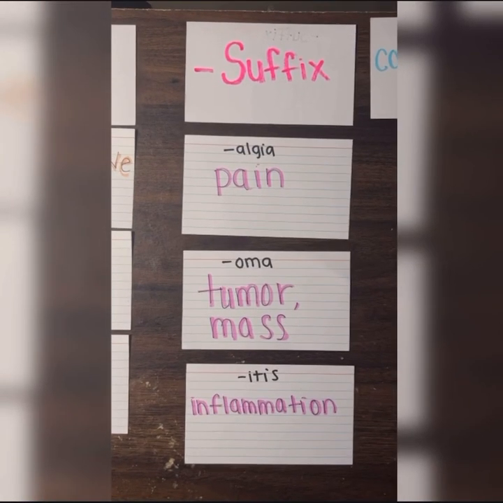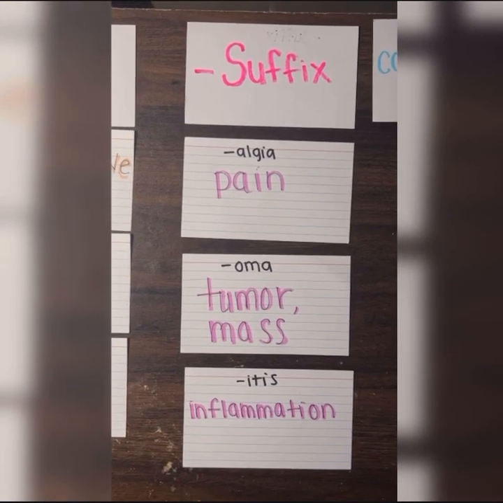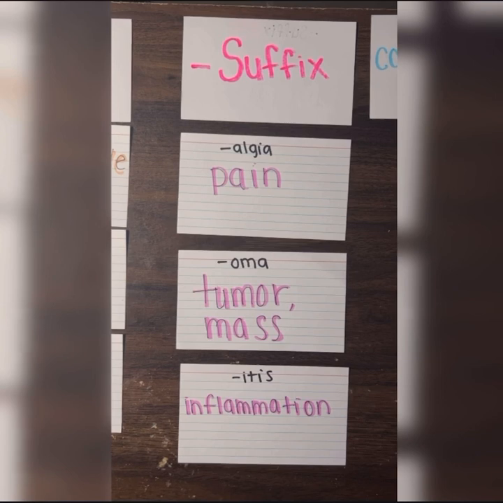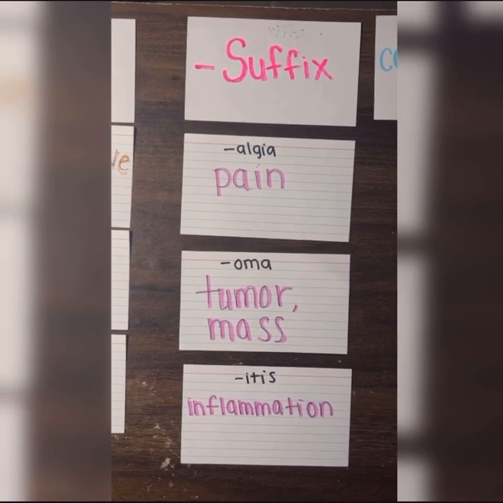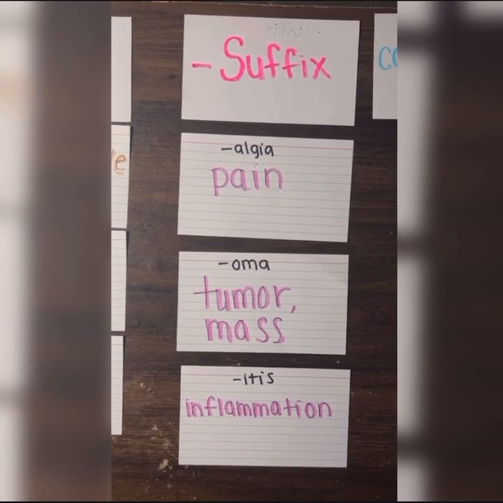Suffixes occur at the ending of the word, and they will have a dash in front of the word. Algia, oma, and itis. Algia means pain, oma means tumor or mass, and itis means inflammation.